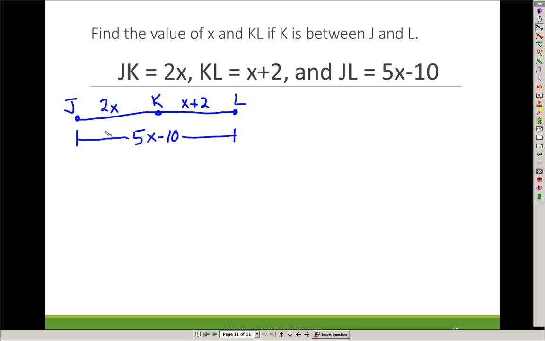So we'll put the extra dimension lines on the 5x minus 10, so it's obvious that it's talking about the whole segment. Now write your equation. Part plus part equals whole thing. First part 2x plus second part x plus 2 equals the whole thing, 5x minus 10. And we'll solve. Like terms here, 2x plus x is 3x.